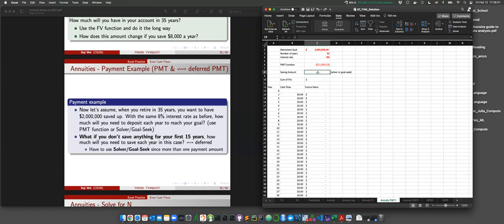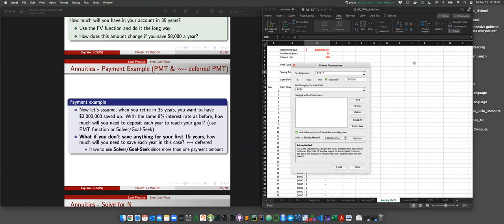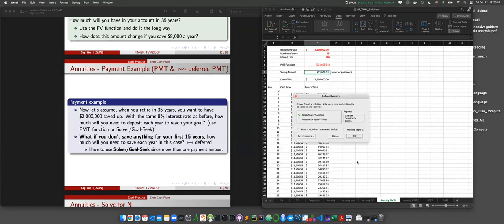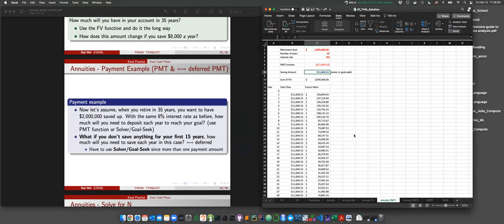So basically, you want to solve for it. Let me repeat the process. Why is it so slow? Okay, there we go. So you can see the numbers are identical.